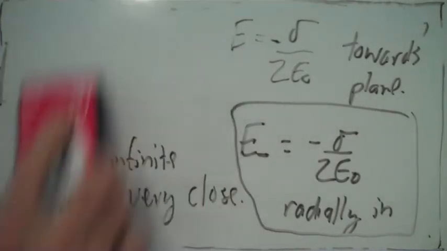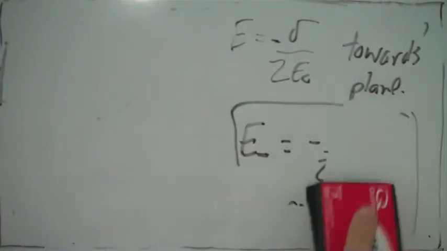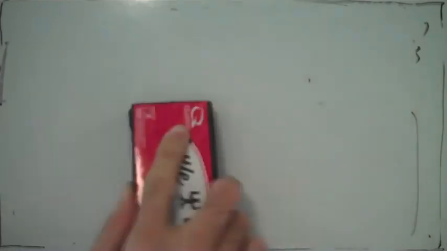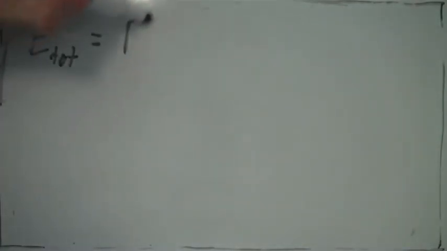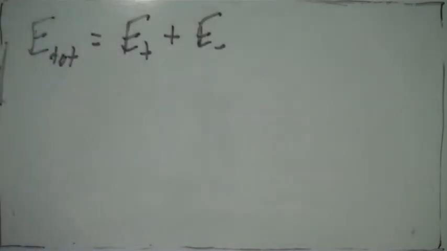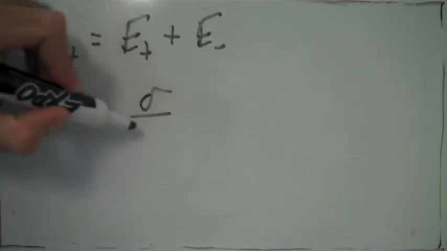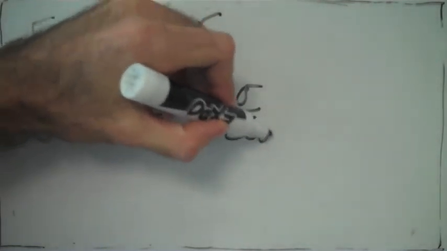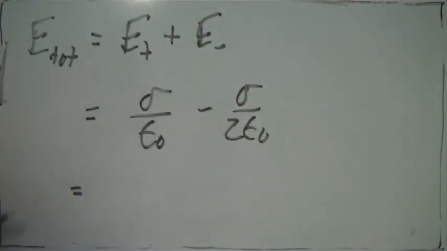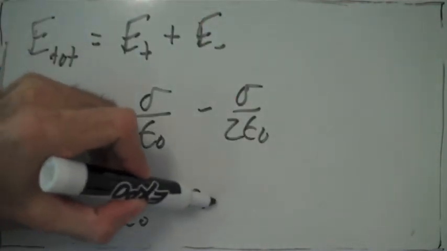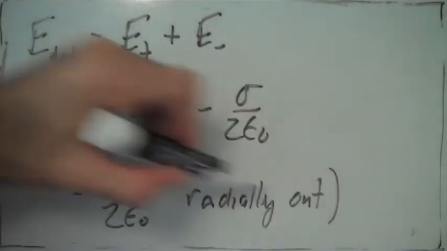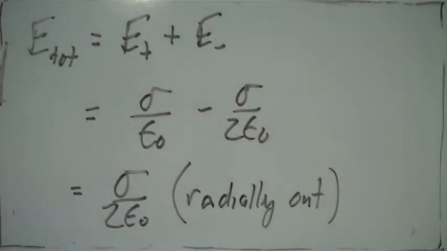So the electric field of the spherical shell plus the patch of negative charge is equal to the electric field of the shell with a hole. We just add these two fields that we've already calculated, and that gives us a total field of the shell with a hole. It points radially out, and it has this magnitude.